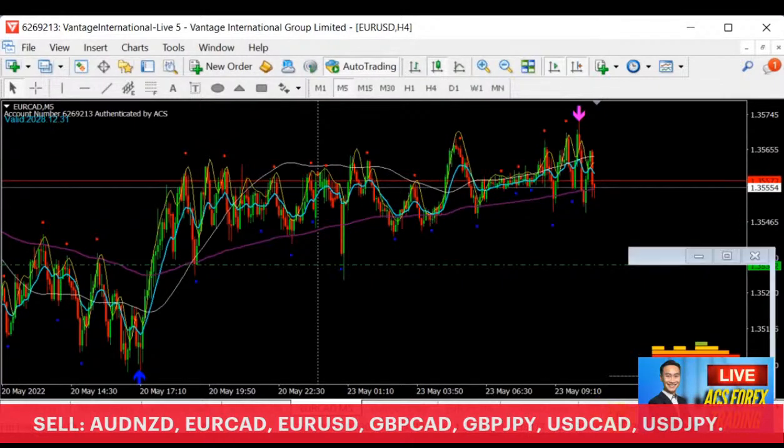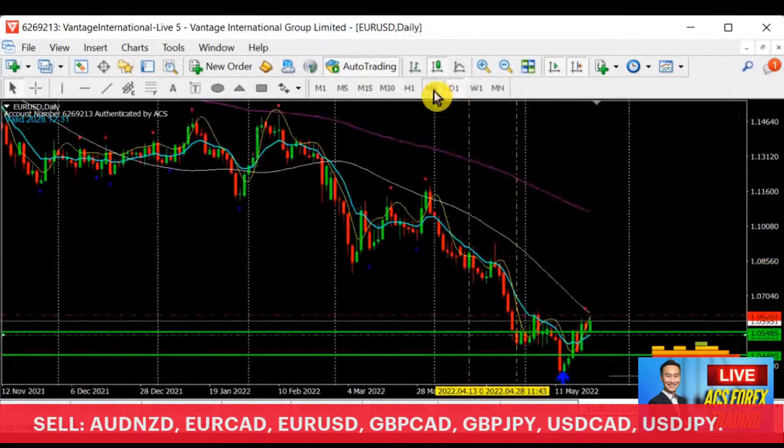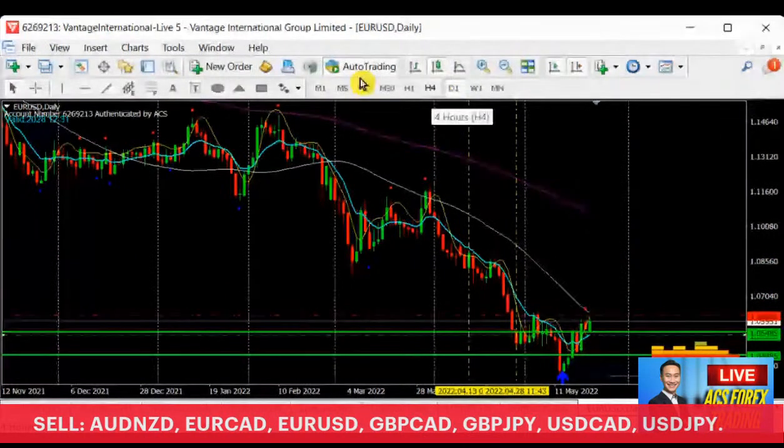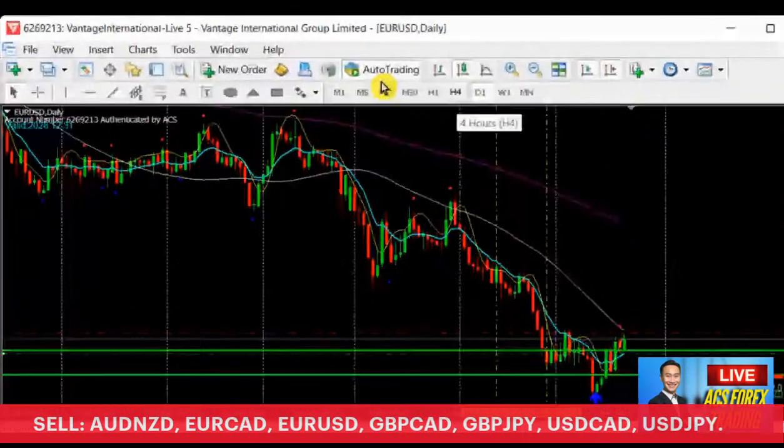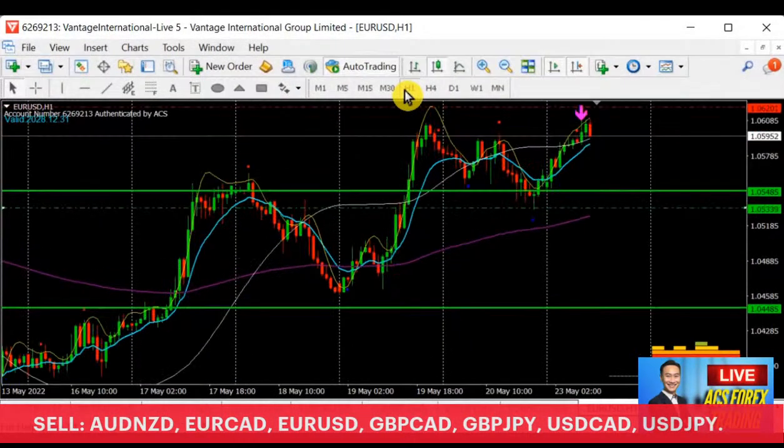So Euro dollar, let's take a look at Euro dollar. Okay, Euro dollar over here. Euro dollar looks good. It is going to have resistance to go. We still have a while to go, right? So hang on for a little while first. Okay, let's see. What do we have here?